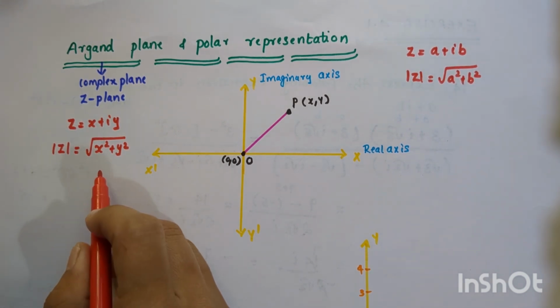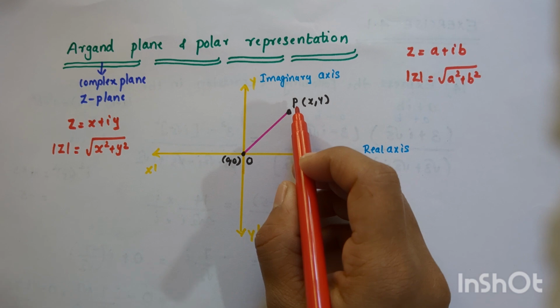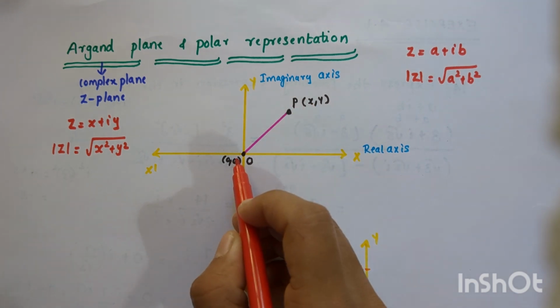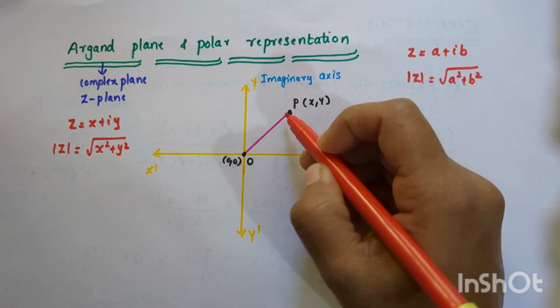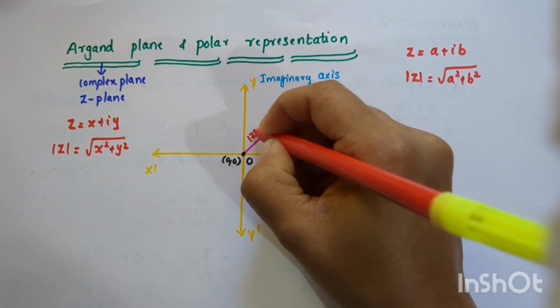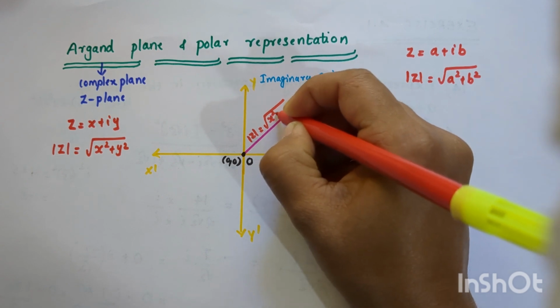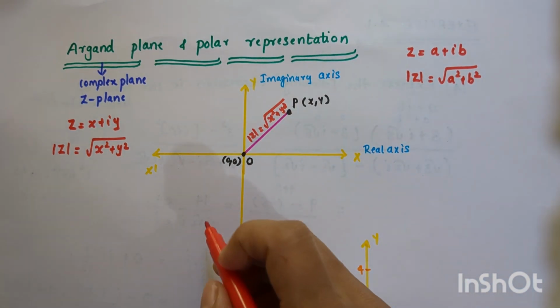And you see, this is actually the distance between this point P of x, y and the origin O. Okay, the origin's coordinates will be 0, 0. So this distance from O to P is actually the modulus of z, which is equal to square root of x square plus y square.